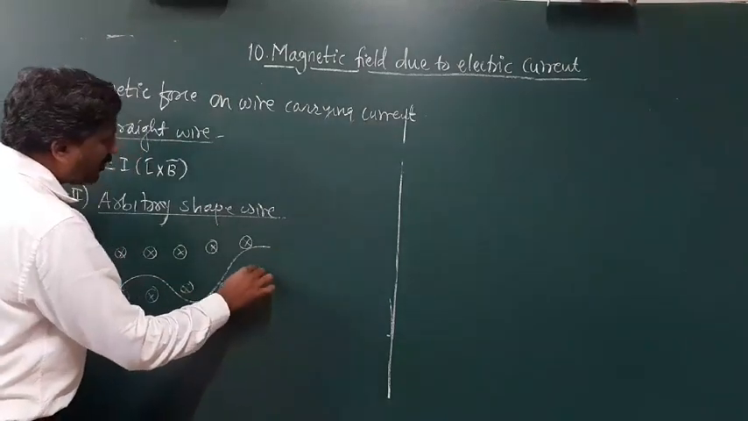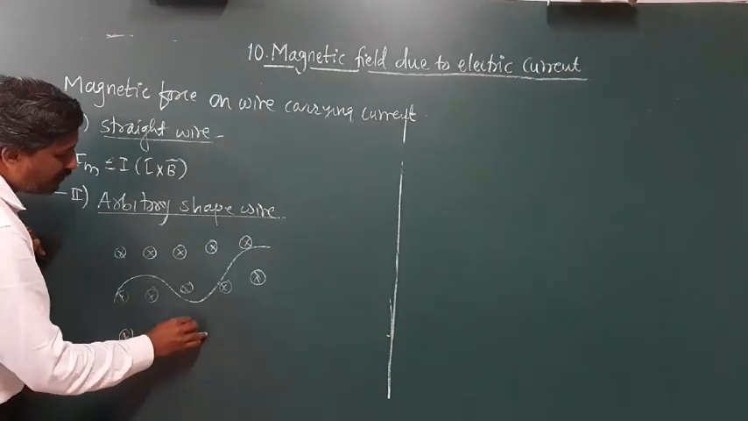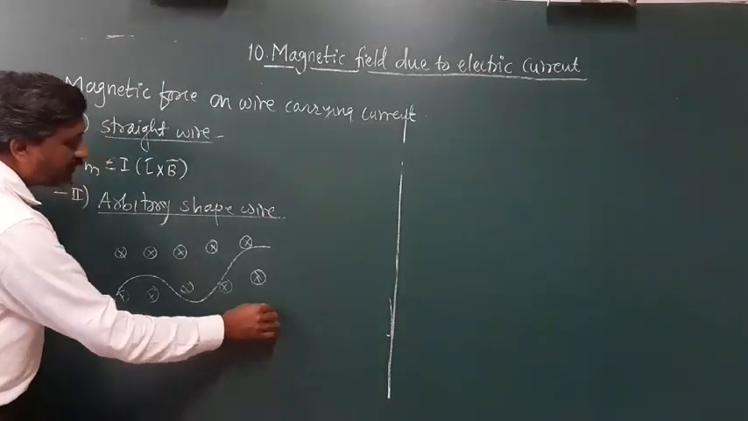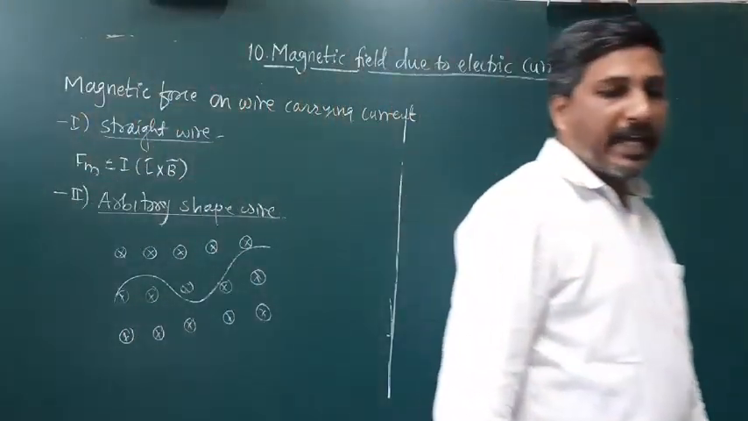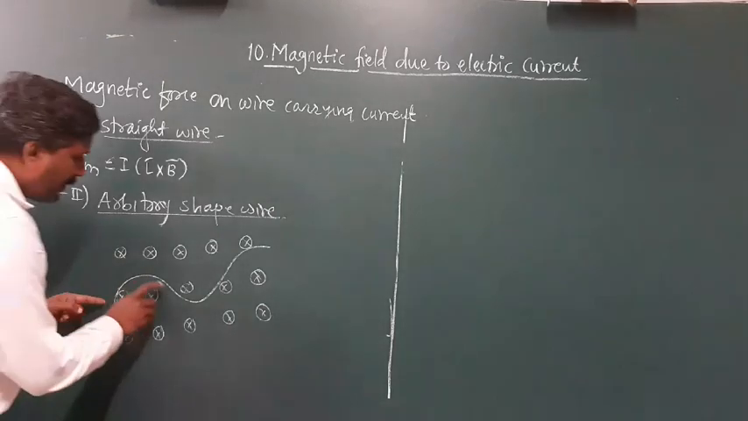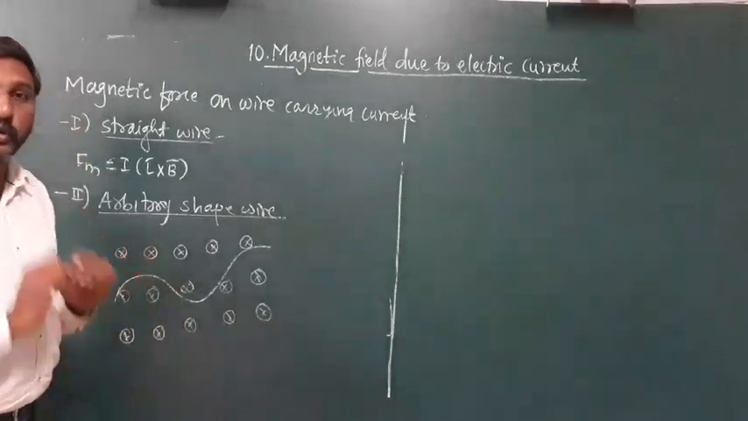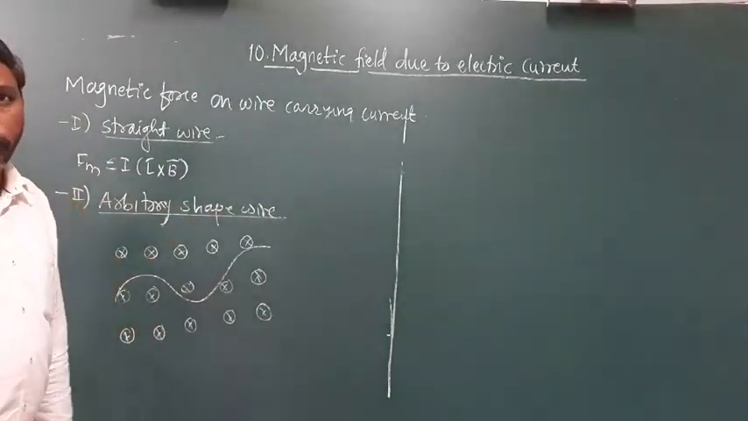which means it is away from the observer. The magnetic field is away from the observer, and it is perpendicular to the plane of the board. Just see very carefully: the magnetic field is perpendicular to the plane of the board. Secondly, the cross sign indicates that the magnetic field is moving away from the observer. Now, if the arbitrary shape is there, it is very difficult to mention the direction of force, because at every point the direction of force changes.